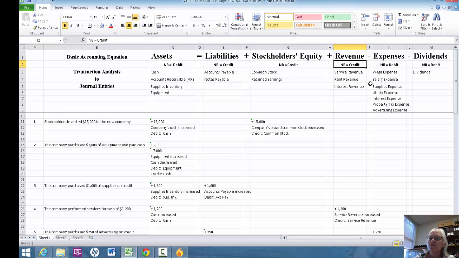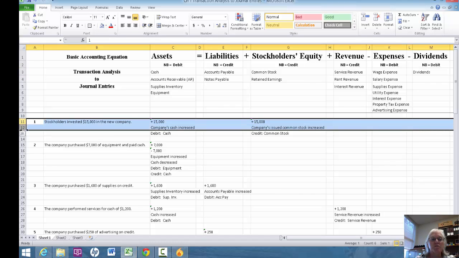Revenue, normal balance is a credit, and we'll be working with service revenue, rent revenue, interest revenue. Expenses, normal balance is a debit. The expense accounts are wages, salaries, supplies, utilities, interest, property taxes, and advertising. And dividends, normal balance is a debit, and we simply call them dividends. So I'm going to take 10 transactions and show you how it works in the transaction analysis, and then show you the thought process of the debits and the credits for the journal entries that we'll be making in the next chapter.